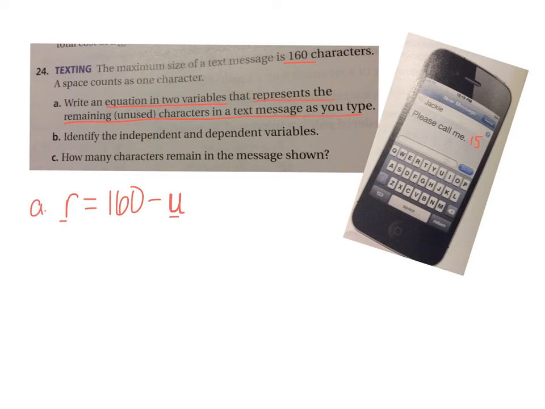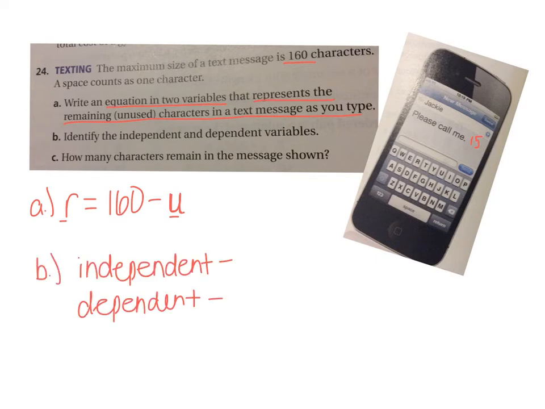B says to identify the independent and dependent variables. On this one, I'm not going to tell you the answer. I'm going to have you figure it out, but I am going to give you something to think about. Think about how the independent variable would be the variable that changes freely. It can change from message to message. The dependent variable is the one that depends on the other. So thinking about R, or the remaining characters, and U, the used characters, which one of those is going to depend on the other one? That's what I want you to think about, and I'm going to have you answer part B on your own.